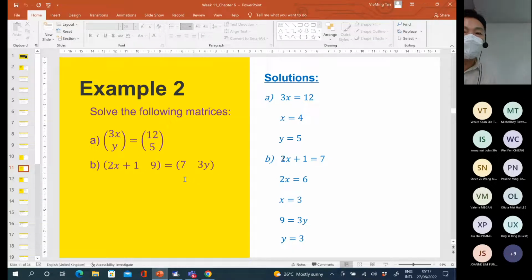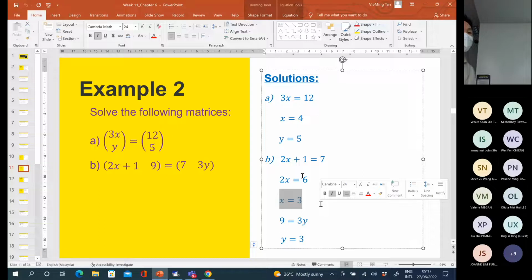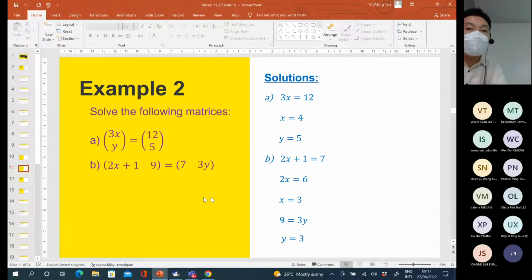Then we simplify this by transposing the formula, letting x be the subject. So we move 1 to the right hand side and it becomes minus 1. So 7 minus 1 is equal to 6. Then lastly move 2 to the right hand side and it becomes divided by 2. So 6 divided by 2 is equal to positive 3. So x is equal to 3. Okay, y? 3y is equal to 9 because both elements have the same location of column and row. So y is equal to positive 3. Quite easy, huh? Okay, next.